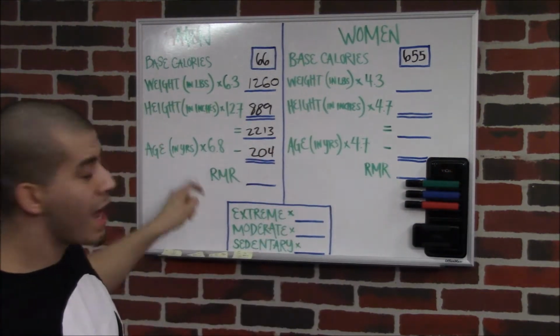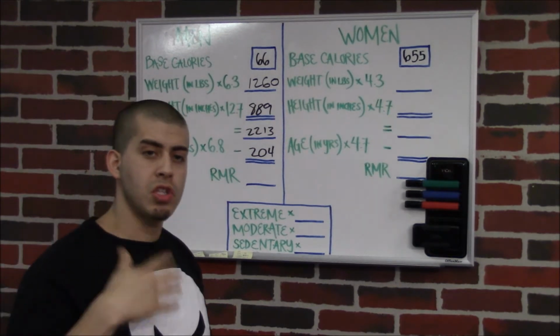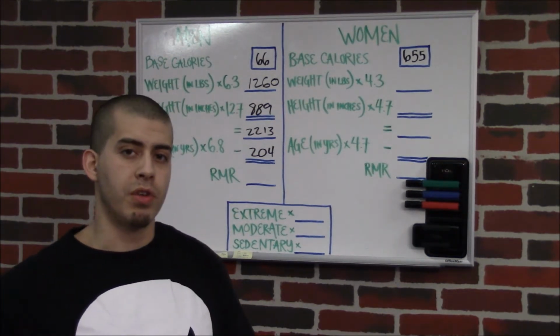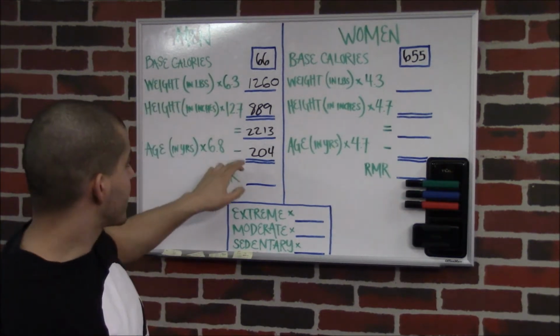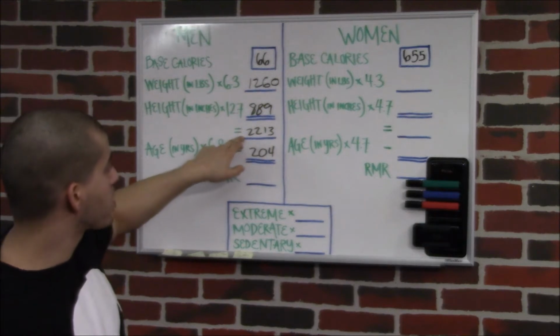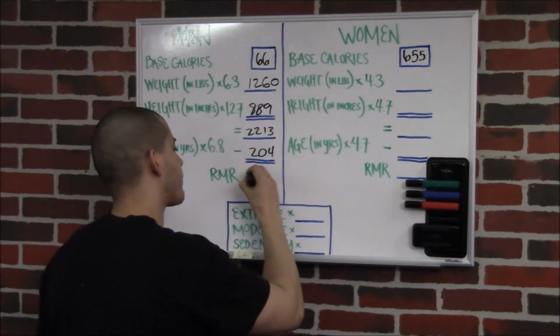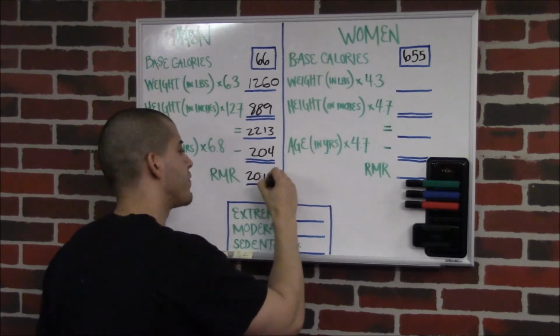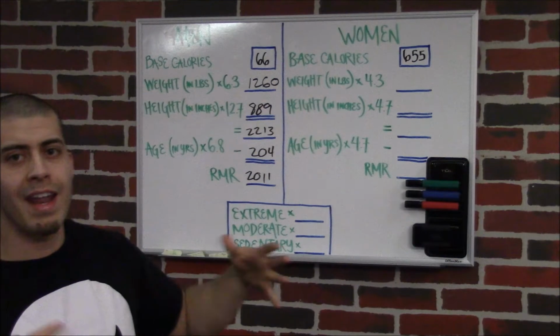And why age is a factor here is age actually slows down your metabolism as you get older. The older you are, the slower your metabolism goes. So basically this is going to be subtracted from our metabolism. So from 2213 minus 204, we're going to get our resting metabolic rate of 2011. Now this is honestly, truthfully, an estimation.